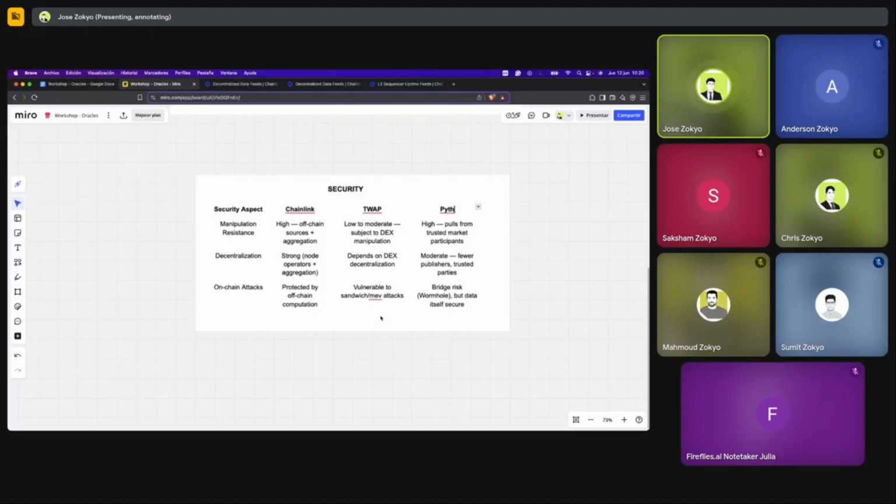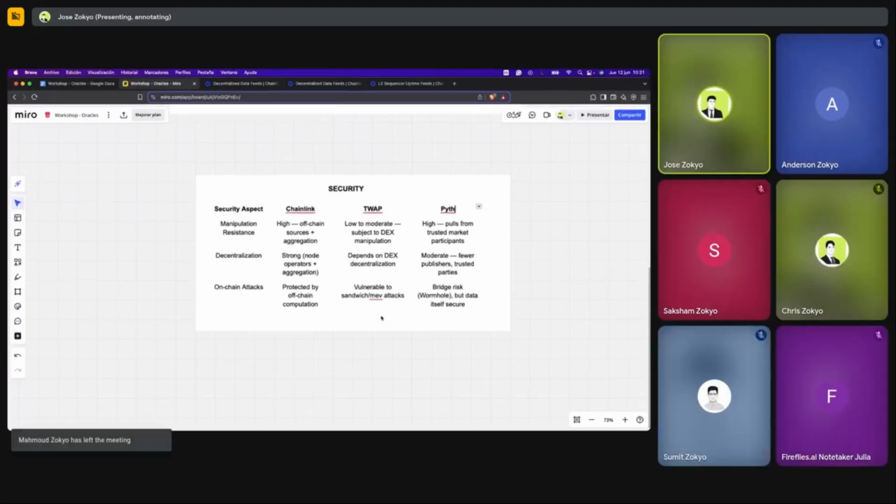And regarding Pyth, well, it relies on average risk, so that would depend on, for example, how to compute how resistant it is to on-chain attacks. Okay, guys.